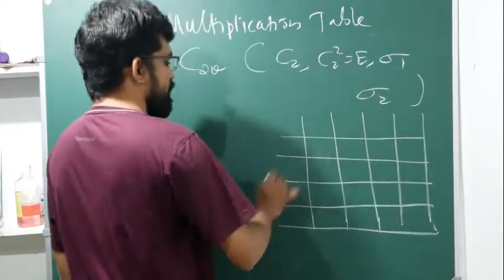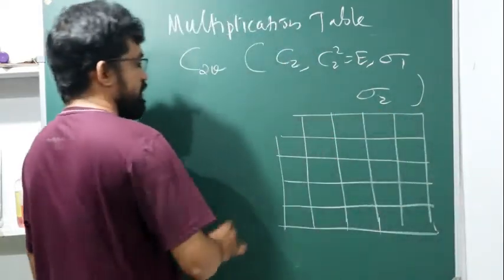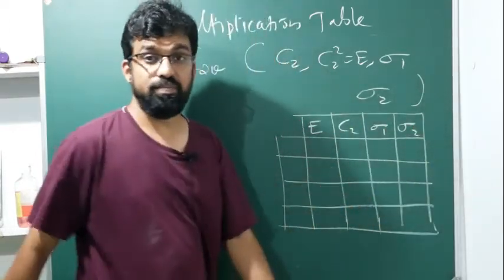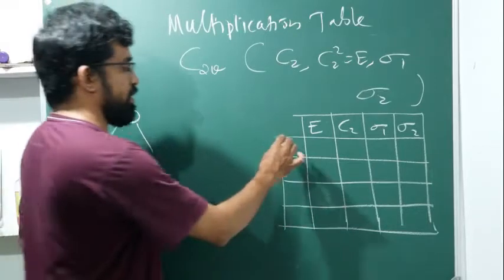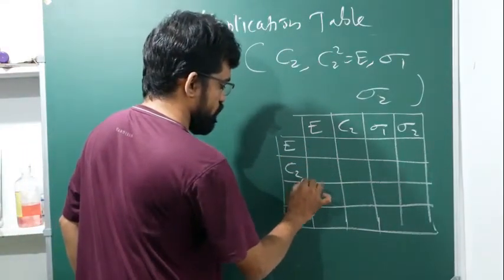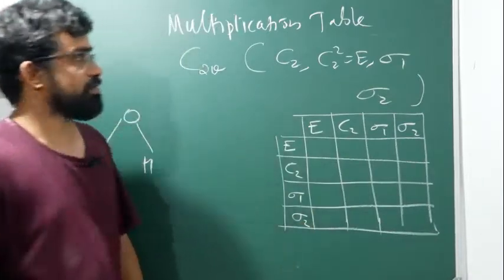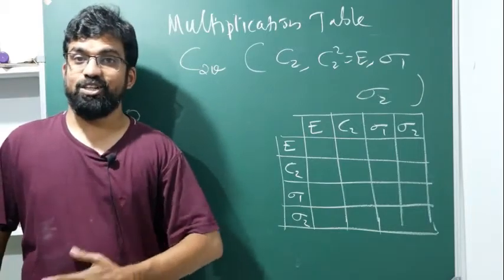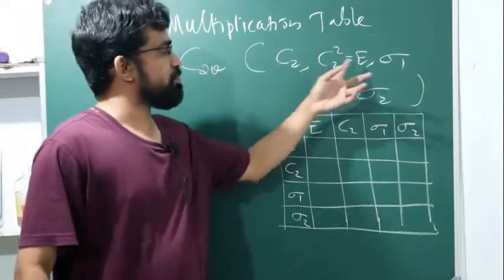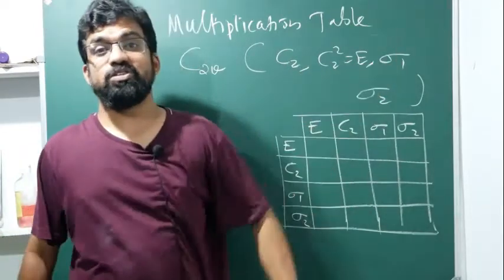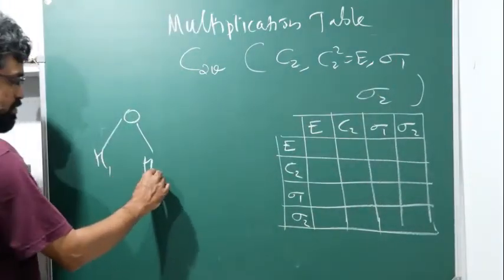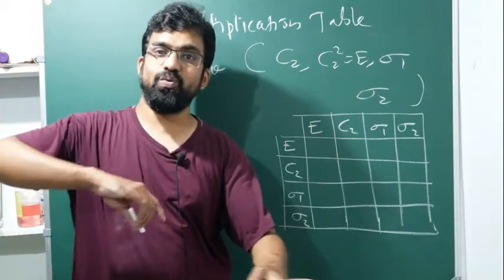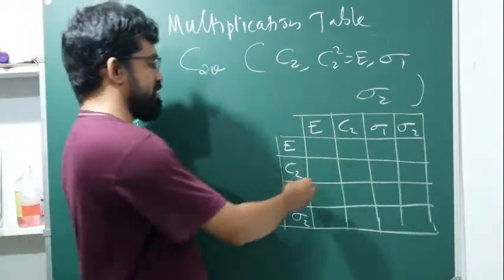Okay, for that I have to write like this. E, C2, sigma 1 and sigma 2, and here also C2, sigma 1 and sigma 2. When you do multiplication, the product will also be in the group. That is, you multiply among these two elements, and the product will also be in the group. So let us see. I am taking H1 and H2. E into E: you do the identity operation, again the identity operation, that is E.